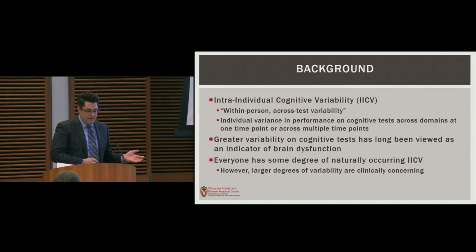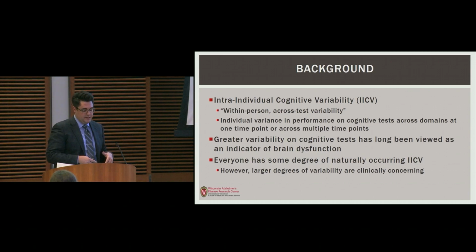So to give you a little bit of background, intra-individual cognitive variability, or IICV, is not new. It goes by many names, but we're going to call it this for the purposes of this study. It refers to within-person across-test variability. This can be difference in test performance across different cognitive domains at one time point, or this can be referring to variance in performance on a cognitive test across multiple time points.